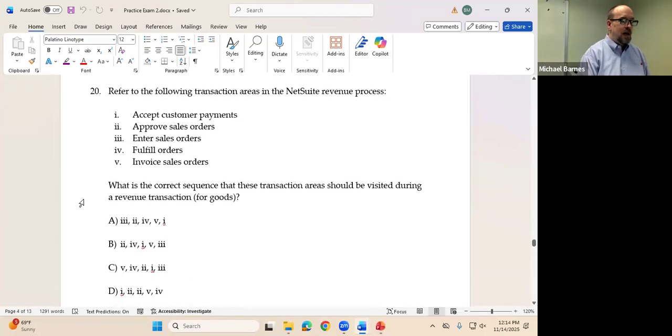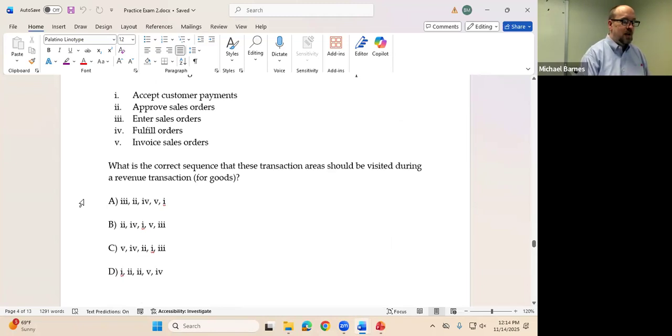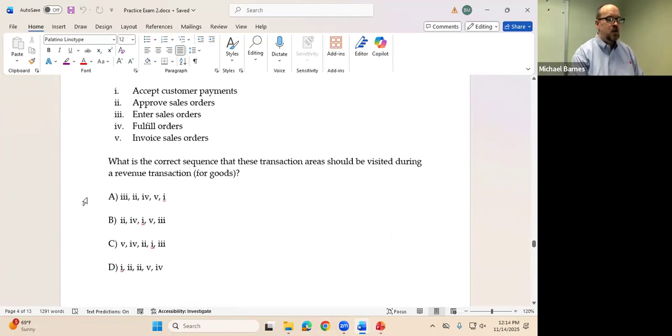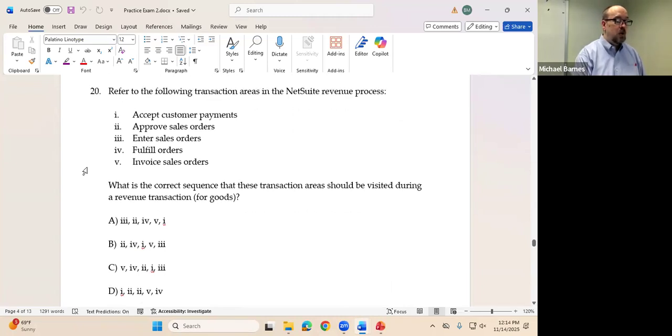All right, refer to the following transaction areas in the NetSuite revenue process. Now, I asked this very easy. I gave you the correct one, and then I randomized all the other ones. I won't necessarily do that if I ask a question similar to those on exams, so you do need to know the order of these. Let's walk through the order. Intuitively speaking, in the revenue process, we need to receive a purchase order from the customer first, but that's not listed up here. We're assuming that's probably the first step.